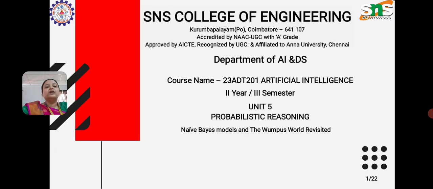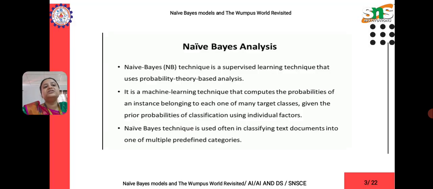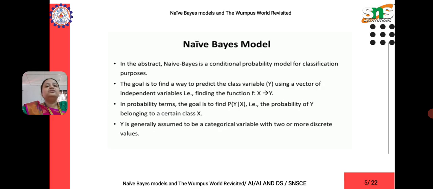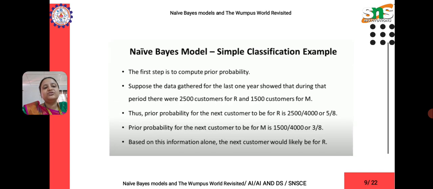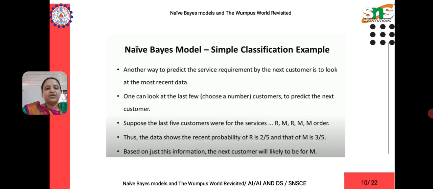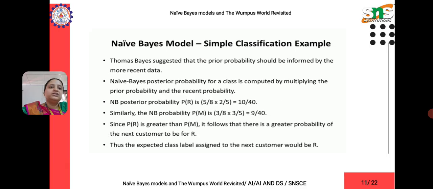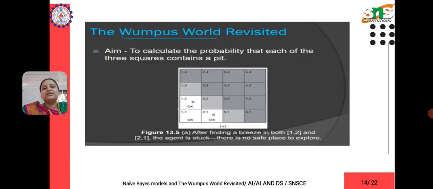Today in this video, we will be seeing a topic which is actually the continuation of the previous video. In the previous video we saw what the naive Bayes model is, what the process involved is, and what the advantages and disadvantages of the naive Bayes model are. We saw what naive Bayes analysis is and how the process is implemented using the mathematical formula. We saw an example of how it is implemented and calculated. The next topic that we are going to see is the Wumpus World Revisited.